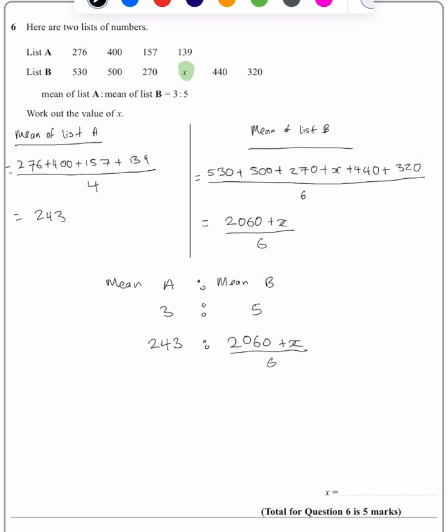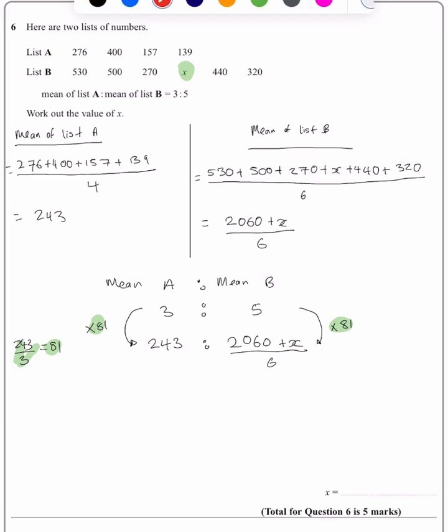Okay, so the next thing that you can do is basically work out what the multiplier is. How would you get from 3 to 243? You can quickly type in your calculator 243 divided by 3, which is equal to 81. That means that to get from that 3 to that 243, you're timesing by 81. Remember, because this is a ratio, you have to do the same thing on the other side. So times by 81. Let me highlight it so you know where we're getting the 81 from.